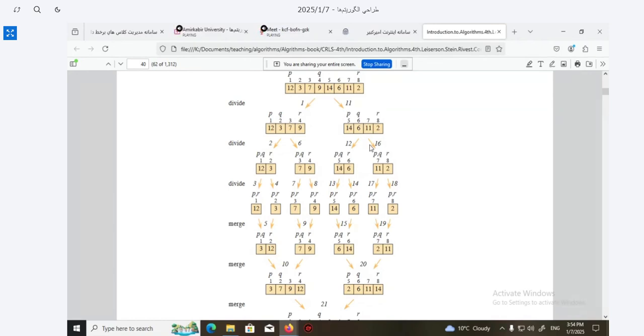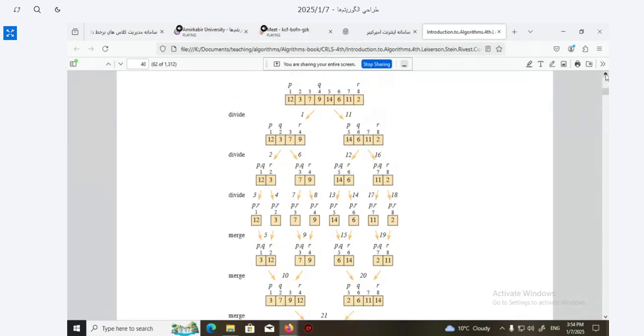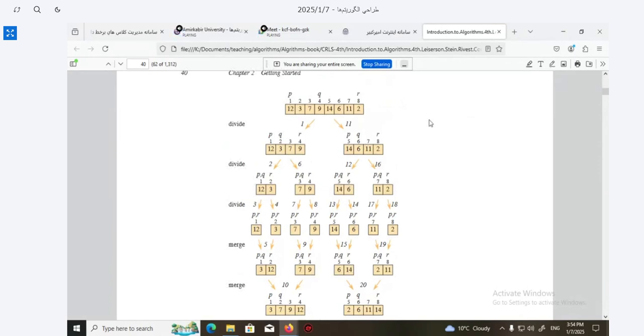The second example is that we are going to sort a given array. Okay, we are given an array of some numbers. For example, here we have 8 numbers in an array. The first number is 12, then 3, 7, 9, 14, 6, 11, and 2. You are going to sort. So the problem is sorting. We are going to sort.